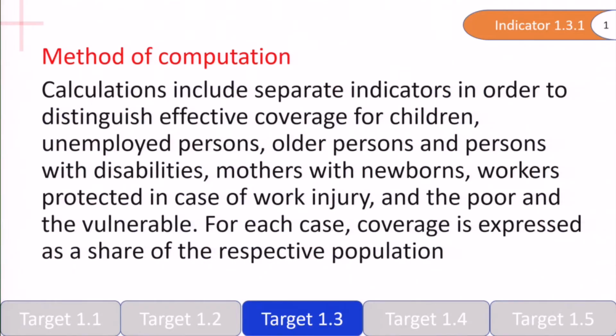Now, to compute calculations, we include separate indicators, because there are different types of benefits and different types of schemes given by the government. Each of these schemes has to be calculated and gathered, and the composite value is arrived at after taking the percentage that is covered. So, rather than the amount, the number of people who are covered is considered, and that goes into the indicator.